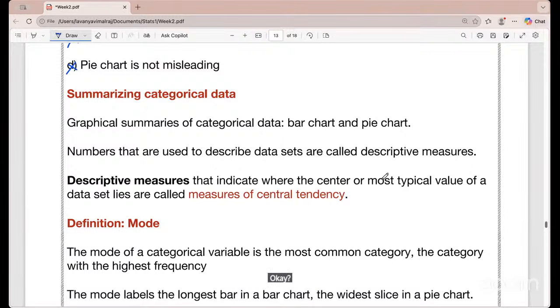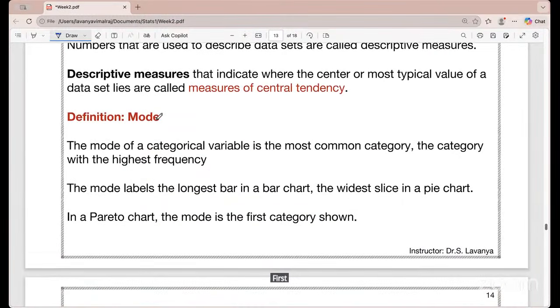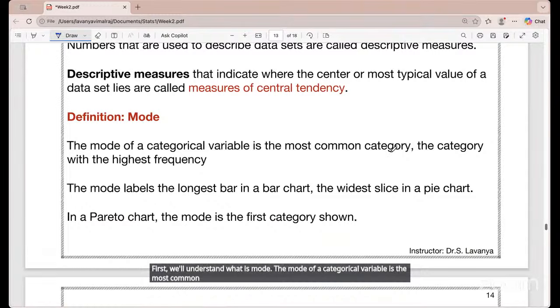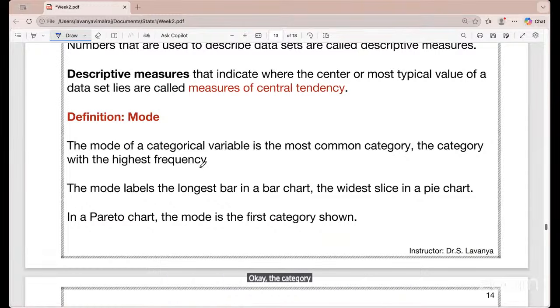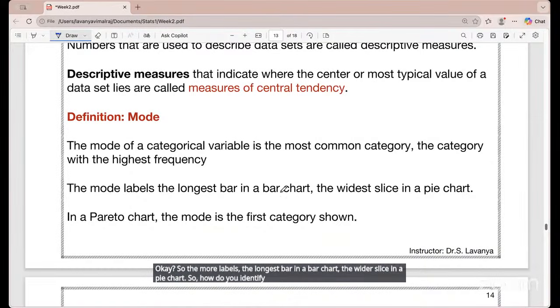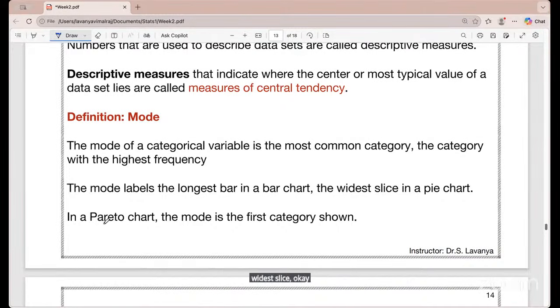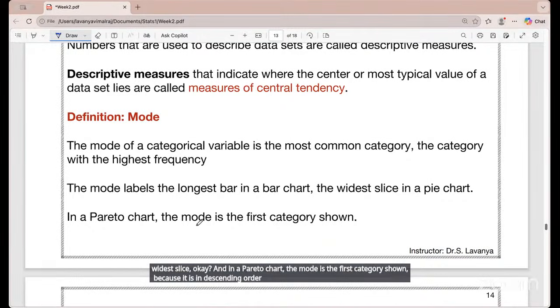So first we'll understand what is mode. The mode of a categorical variable is the most common category, the category with the highest frequency. So the mode labels the longest bar in a bar chart, the widest slice in a pie chart. So how do you identify the mode? From a bar chart, it is the longest bar, and from the pie chart, it is the widest slice. And in a Pareto chart, the mode is the first category shown because it is in descending order.